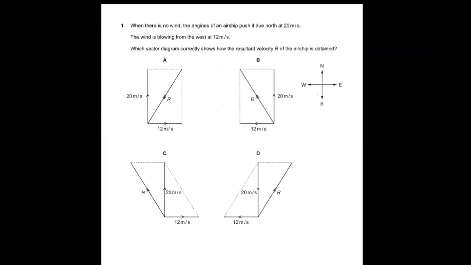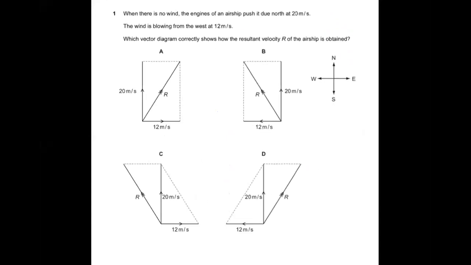The next question, when there is no wind, the engines of an airship push it due north at 20 meters per second. The wind is blowing from the west at 12 meters per second. Which vector diagram correctly shows how the resultant velocity r of the airship is obtained? Now 20 meters per second has to be in the north direction. So the vector of 20 meters per second is drawn correctly in all of the options.